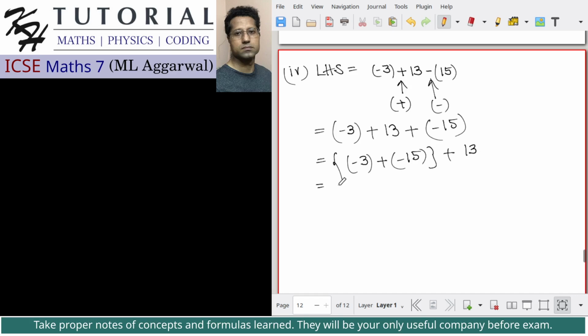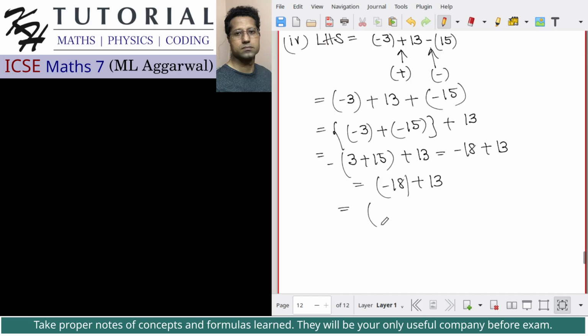Now what will be the addition of minus 3 and minus 15? It will be negative of 3 plus 15, and I have plus 13, which is equal to minus 18 plus 13. So we are adding one negative and one positive integer. It will be 18 minus 13 with a negative sign, because the two integers we are adding are minus 18 and 13. The numerically greater integer is 18, so we subtract 13 from 18 and then put the negative sign, as minus 18 is numerically the larger value, and this is equal to minus 5. So LHS is minus 5.